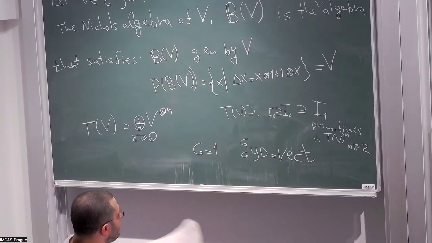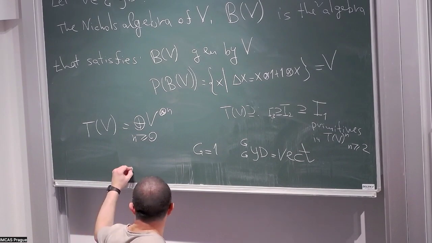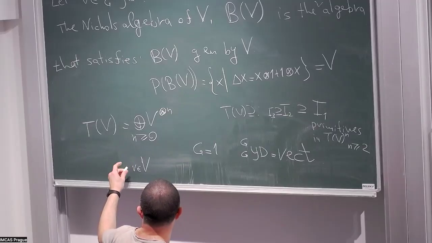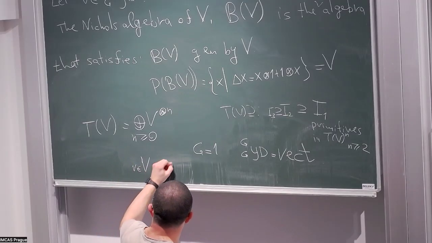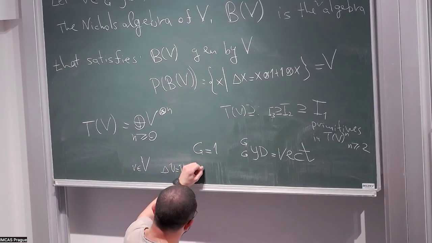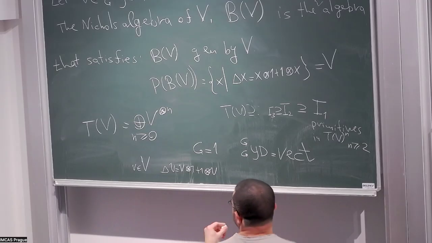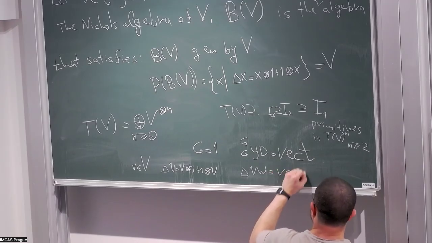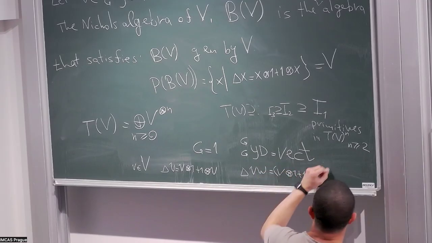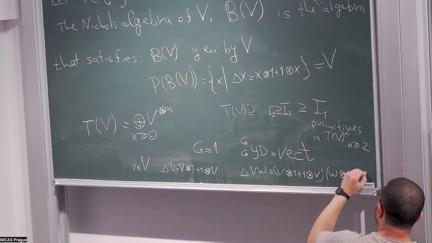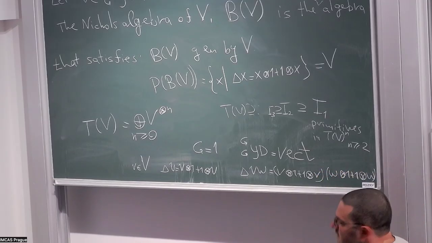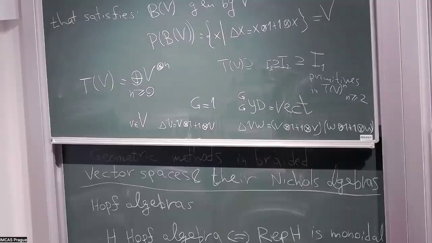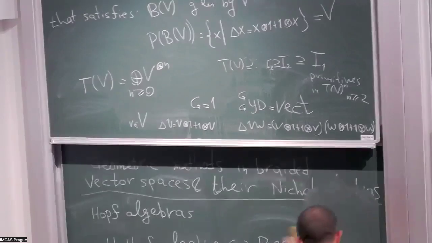Okay, so how would the Nichols algebra look like? Well, let's think about it. I know that elements v inside V will be primitive. So delta v is equal to v tensor 1 plus 1 tensor v. Now, if I want to calculate delta of vw, this would be (v tensor 1 plus 1 tensor v) times (w tensor 1 plus 1 tensor w). Okay, and we can write down what we get.